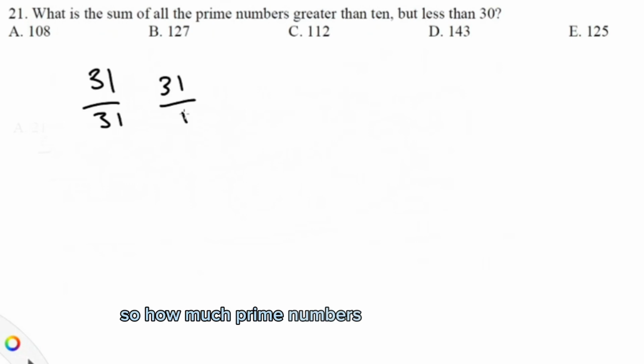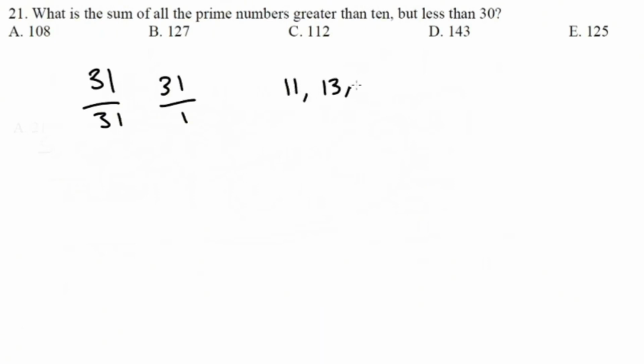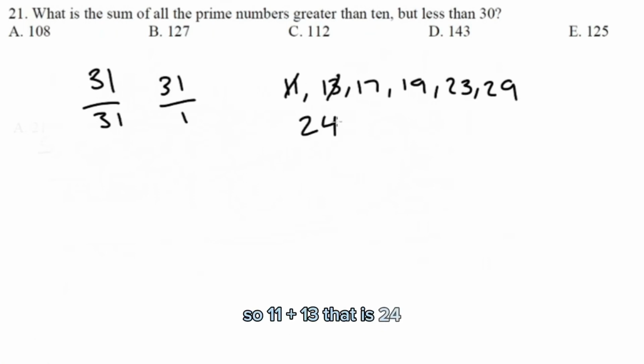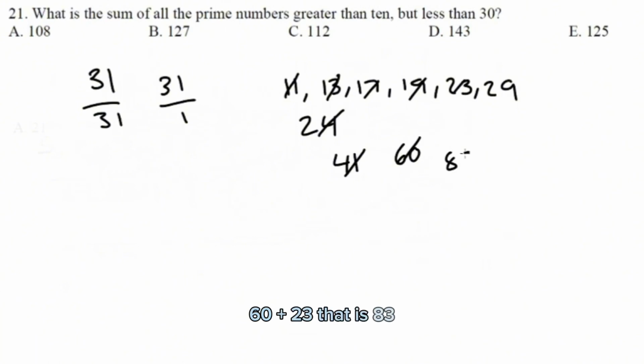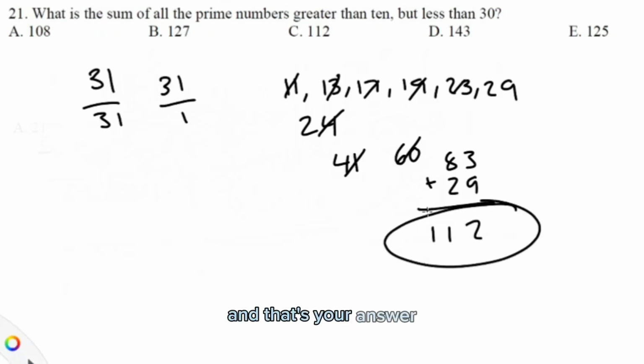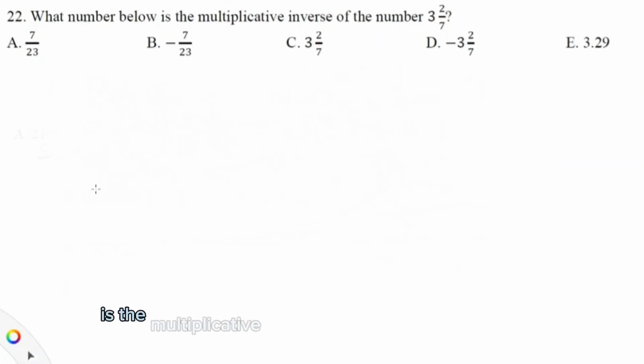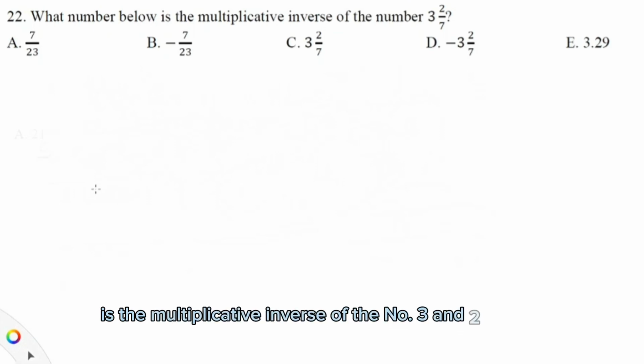So which prime numbers are greater than 10 but less than 30? Basically just between 10 and 30. So we have 11, 13, 17, 19, 23, and 29. Alright, now we can add these up. 11 plus 13 is 24. 24 plus 17 is 41. 41 plus 19 is 60. 60 plus 23 is 83. 83 plus 29 is 112. And that's your answer.